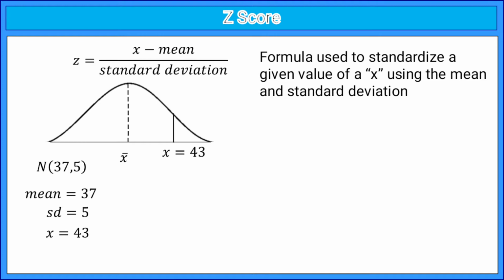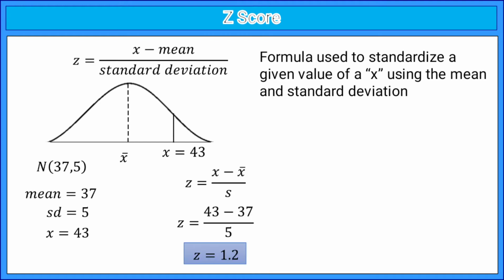By direct substitution, we are going to use the formula z equals x, which is represented by the individual score of 43, minus the mean, which is 37, divided by our standard deviation. The symbol that we can sometimes use is sigma for standard deviation. And then we substitute those values here. So z equals 43 minus 37 divided by 5, which equals 1.2.